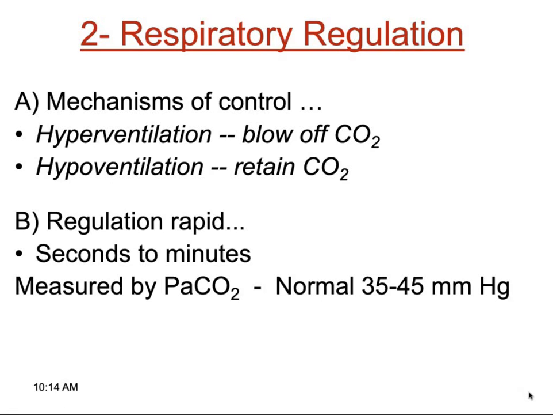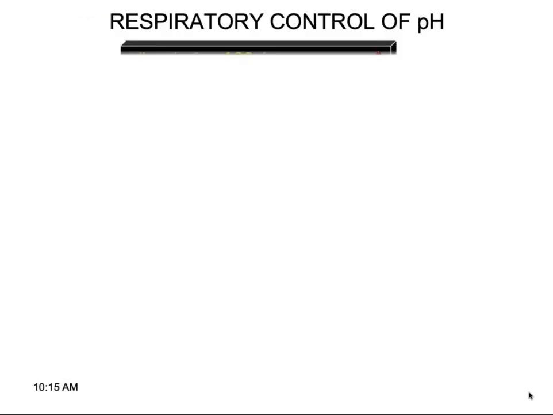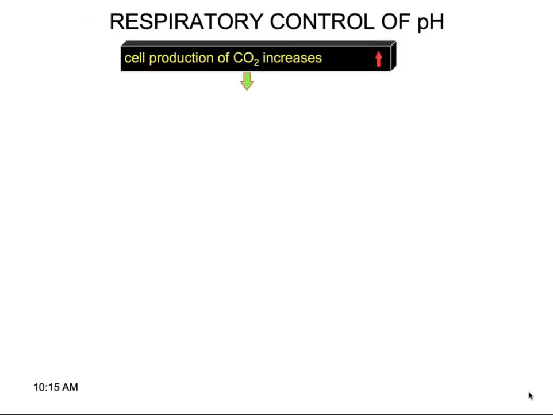This regulation is also rapid. It takes seconds to minutes. And normally we measure it by the partial pressure of CO2, which is normally 35 to 45 millimeters of mercury. So how does it act?